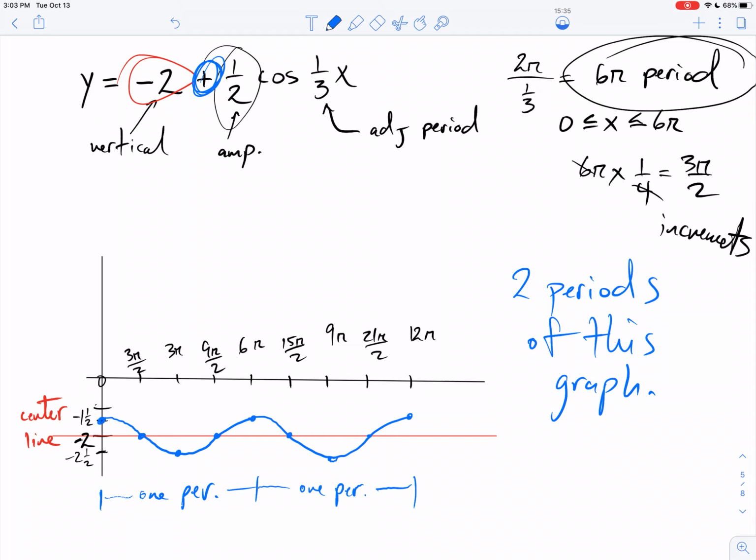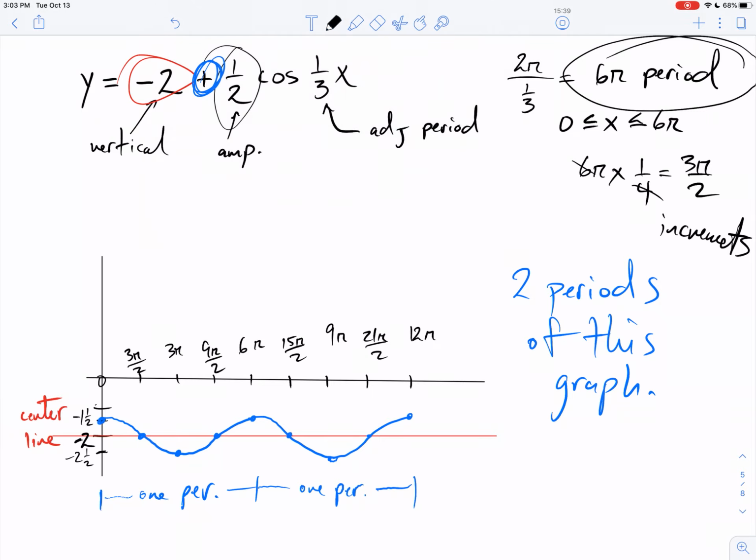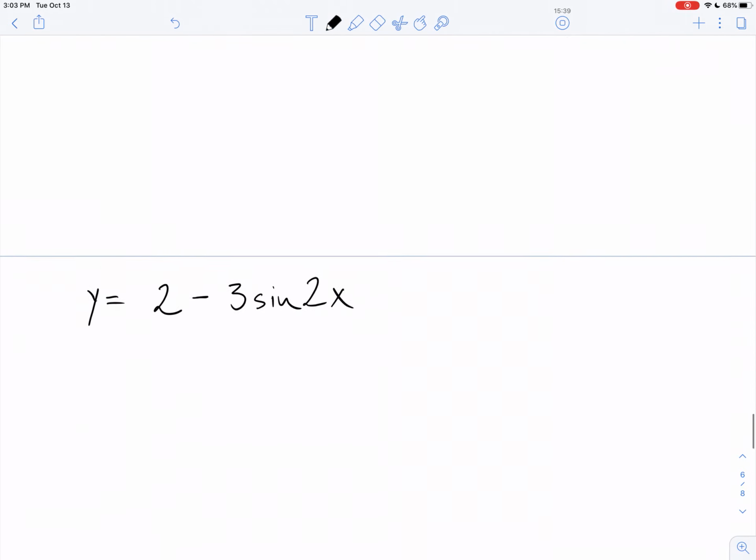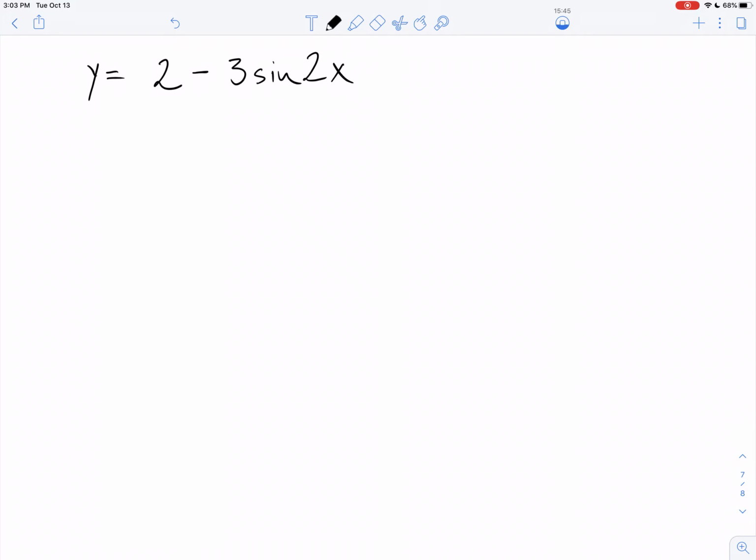One more practice problem. And this time, let's see what we got. I got a vertical shift, and then I got a flip, then I got amplified, then I got a period adjustment. Now here's the beauty of it. It doesn't matter where you start the process.